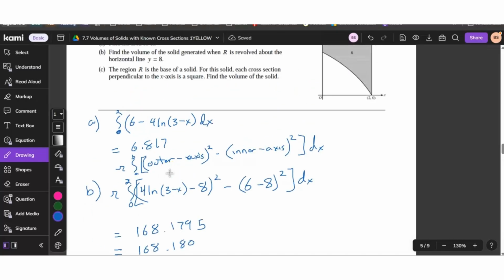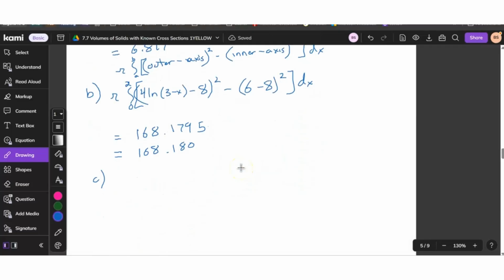The region R is the base of a solid. For the solid, the cross-section perpendicular is a square. Find the volume. Oh, that's an easy one, because what is it when it's a square? There's no coefficient. So it would be like 1, technically. And it would still be our 4 ln of 3 minus x minus 6 squared.